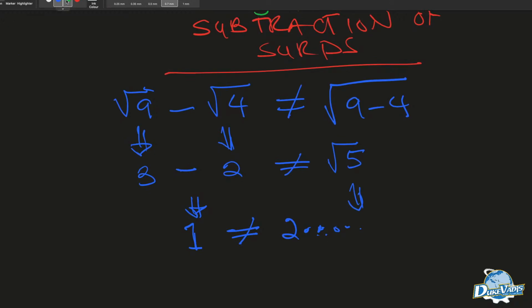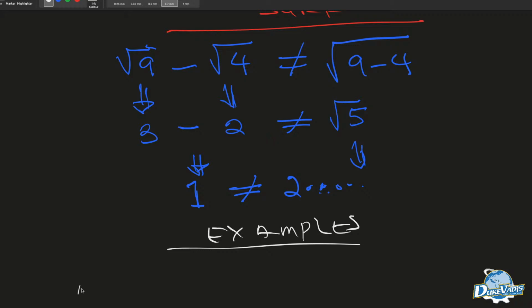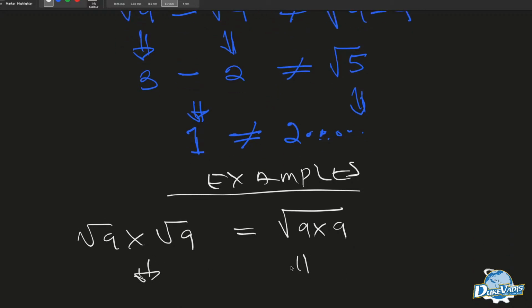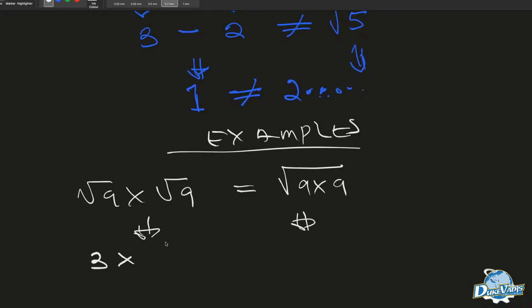Now let's look at some examples. If we have square root of 9 times square root of 9, we can say this is square root of 9 times 9. And when we break these down, you see that square root of 9 is 3, multiplying by another 3, and the square root of 9 times 9 is the square root of 81.